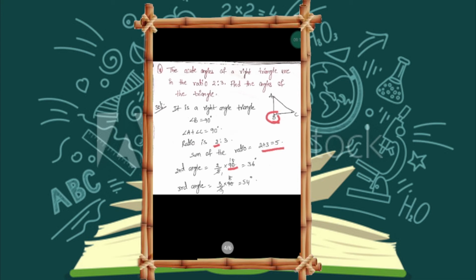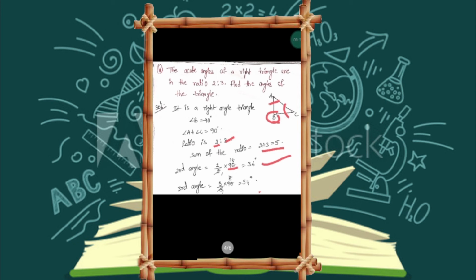5 ones are 5, 5 18s are 90. 18 2s are 36. This is the second angle, that is nothing but angle A. And the third angle, what is the ratio? 3. 3 by 5 into 90. 5 ones are 5, 5 18s are 90. 18 3s are 54. This is the angle C.